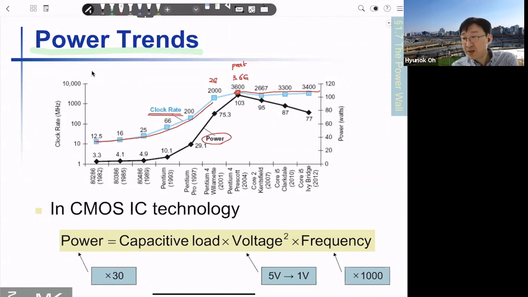So when clock frequencies are low, the consumed power is not high. But if the clock frequency is increased, then power is increased. So at that moment, at 3.6 gigahertz, the power consumption is 100 watt. That's a lot, actually. Can you guess how much it is? 100 watt?